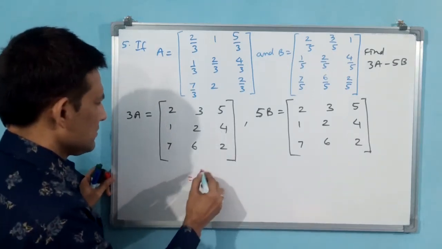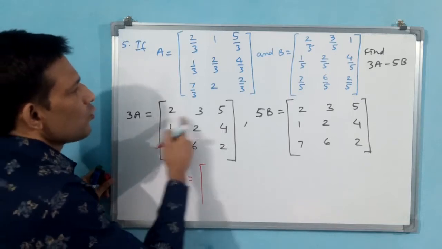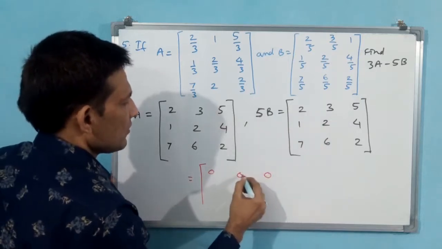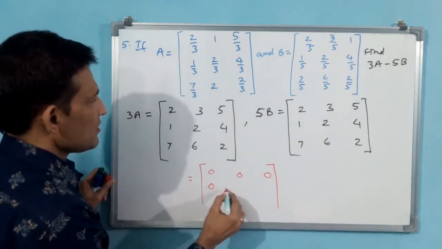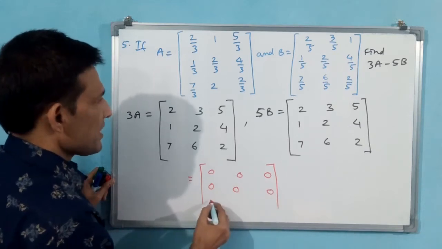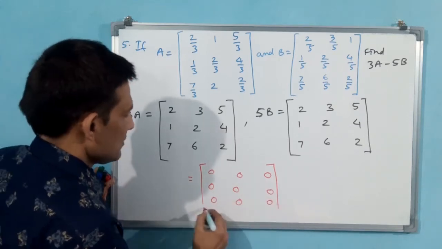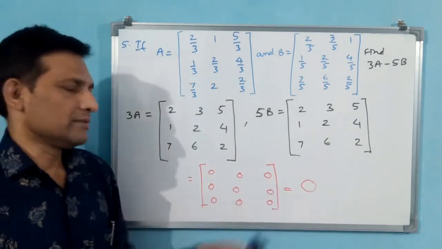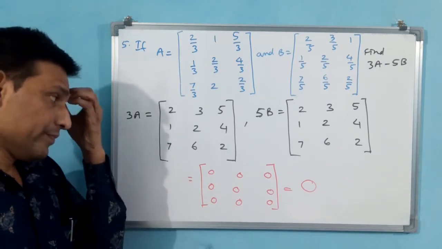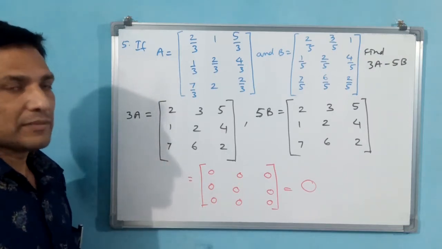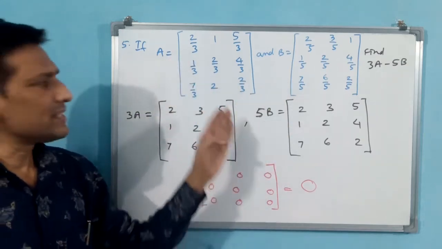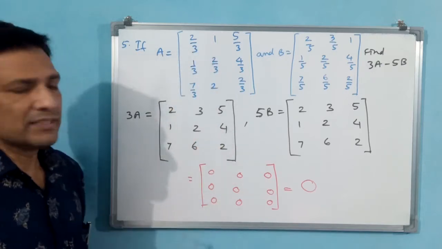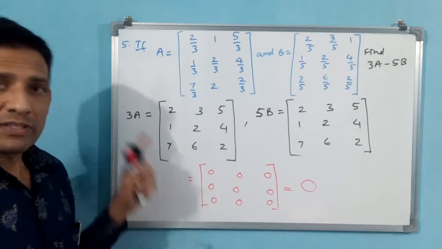Directly you can write now. Final matrix directly you can write. 2 minus 2, 0. 3 minus 3, 0. 5 minus 5, 0. 1 minus 1, 0. 2 minus 2, 0. 4 minus 4, 0. 7 minus 7, 0. 6 minus 6, 0. 2 minus 2, 0. Finally, you can write O. That is also correct. Okay? You understand the concept? Simply, scalar we have sent inside, that's all. We need not write again and again this much bigger. That is why I directly have written 3A. Okay? Shall we go for sixth question?